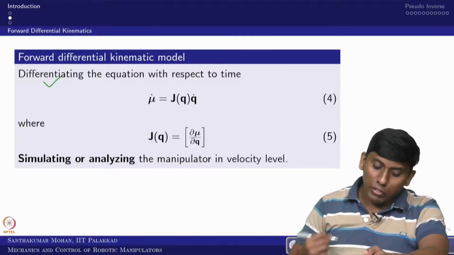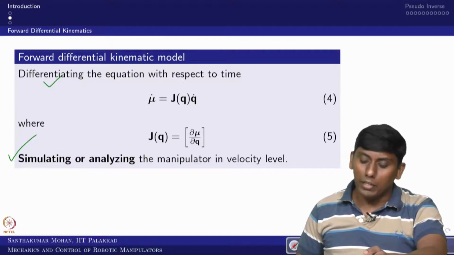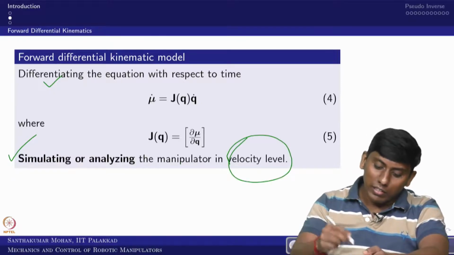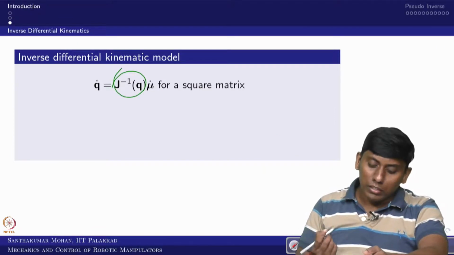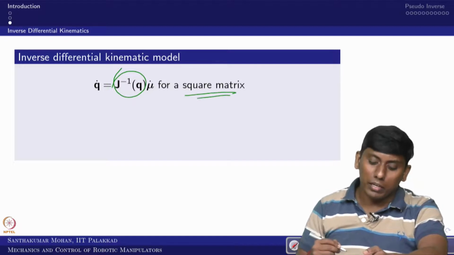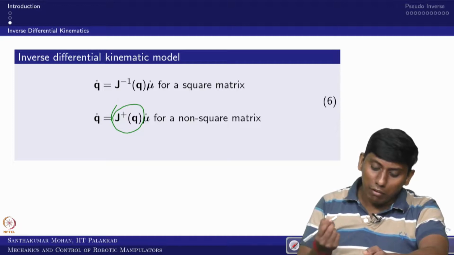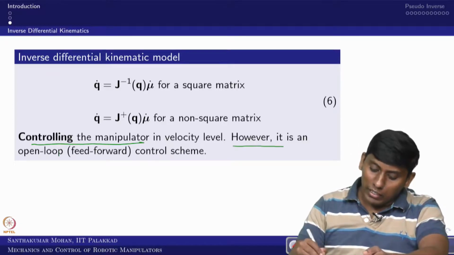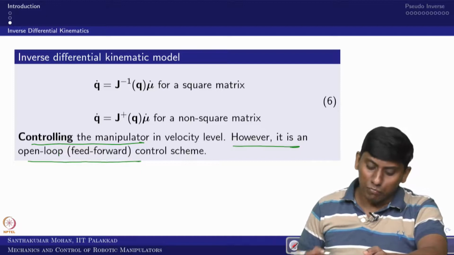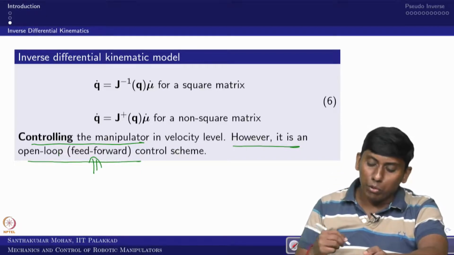So this is the forward differential kinematics, which is equivalent to simulating or analyzing the manipulator at velocity level, whereas for the inverse differential kinematics you can easily recall, this is J(q) inverse. In the sense, if it is a square matrix; if it is a non-square matrix you would be using a pseudo inverse, okay, which we have written as J plus. So what is this equivalent to? This is equivalent to controlling the manipulator at velocity level. However, it is an open loop control scheme, in the sense it is a feed forward control. Please recall that. So it is feed forward open loop.